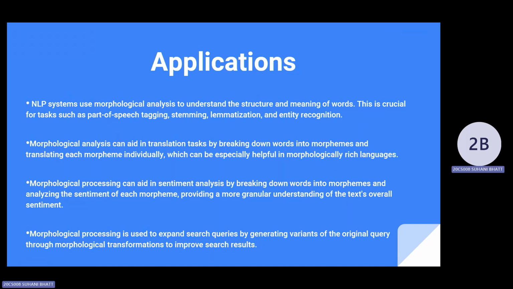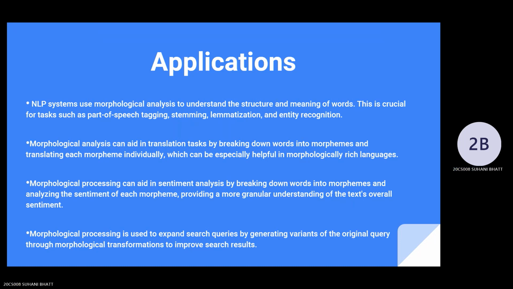So here are the applications of morphological processing. NLP systems use morphological analysis to understand the structure and meaning of words. This is for tasks such as part of speech tagging, stemming, lemmatization, and entity recognition. This analysis can aid in translation tasks by breaking down words into morphemes and translating each morpheme individually, which can be especially helpful in morphologically rich languages.